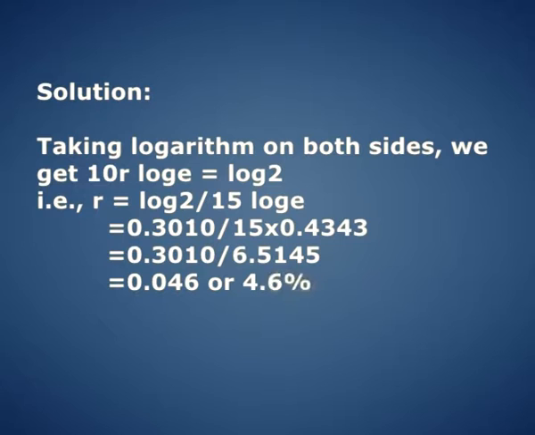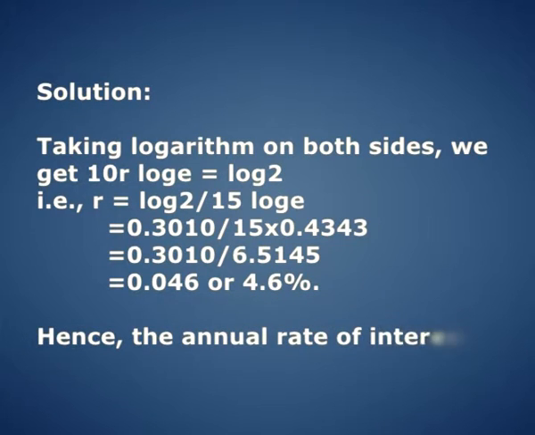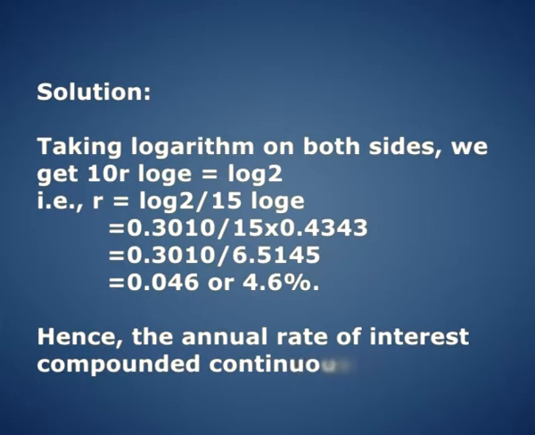So that is equal to 0.3010 divided by 15 into 0.4343. So that is equal to 0.3010 divided by 6.5145, which is equal to 0.046, or 4.6%. Hence, the annual rate of interest compounded continuously is going to be 4.6%.